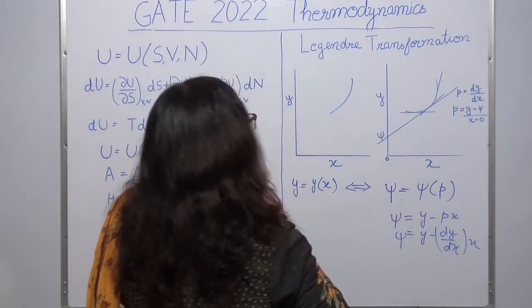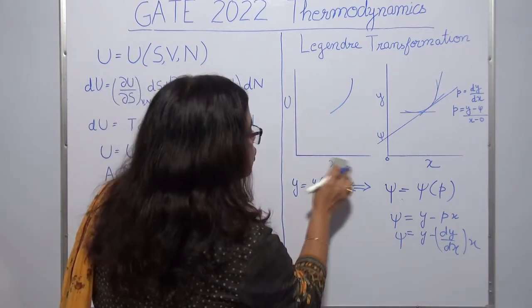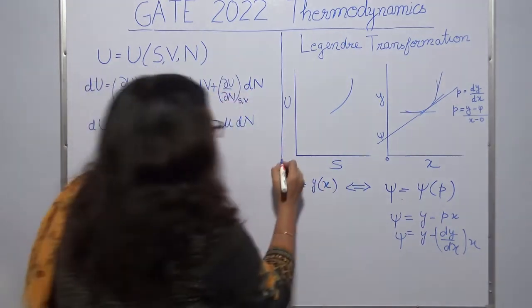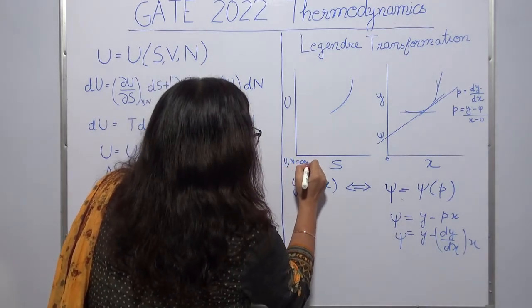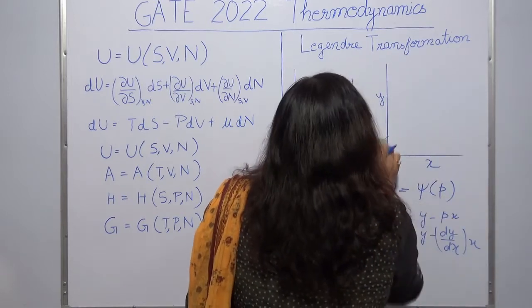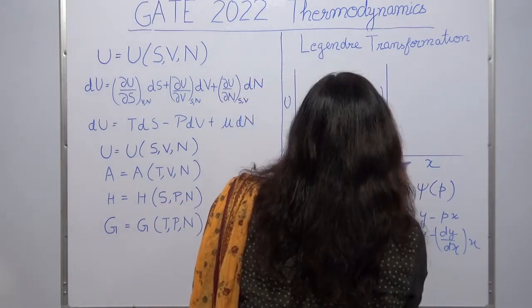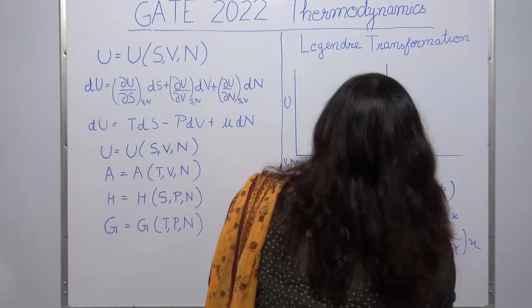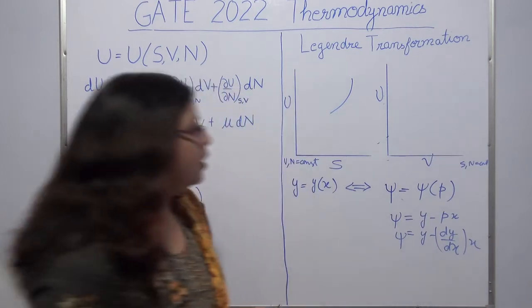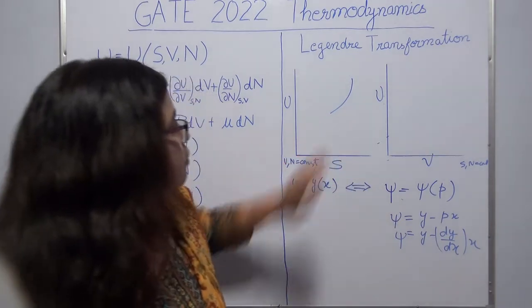Let's have another curve. Now I am saying that this is U, which is a function of, let's say, S, and in this case I am keeping V and N constant. Let's take another plane in which I am plotting U as a function of V, and in this case I am keeping S and N constant. Now let's apply the Legendre transformation for this case.